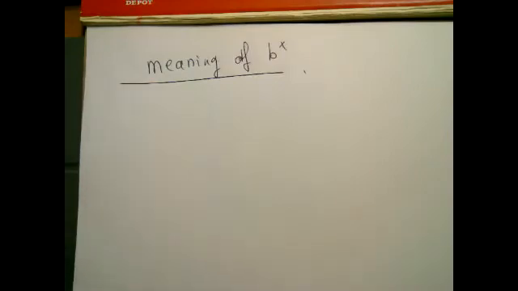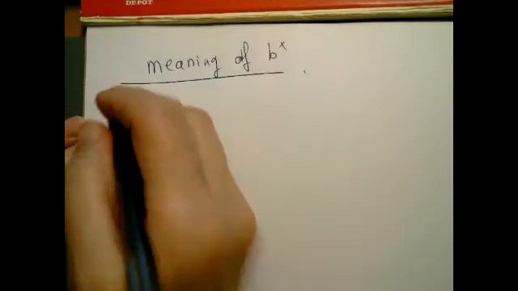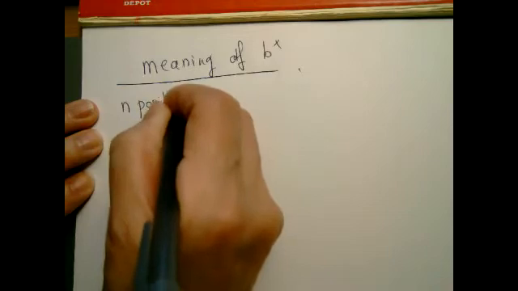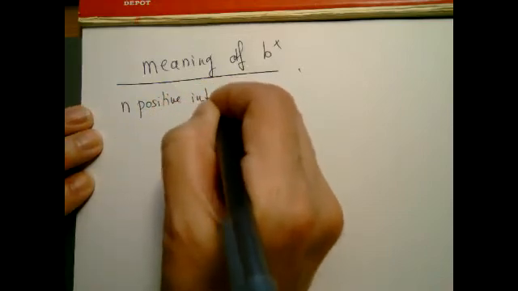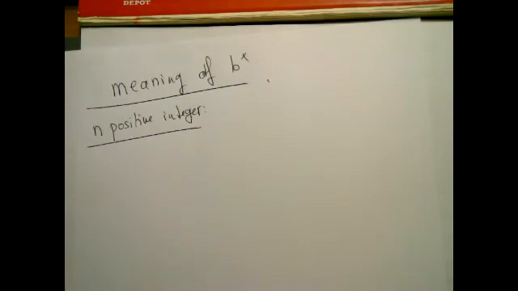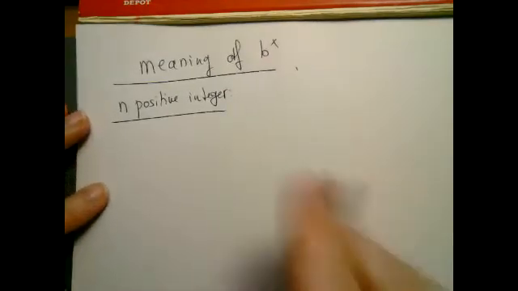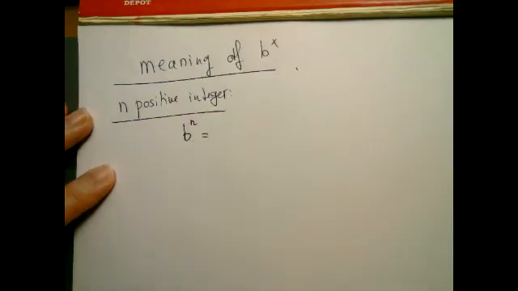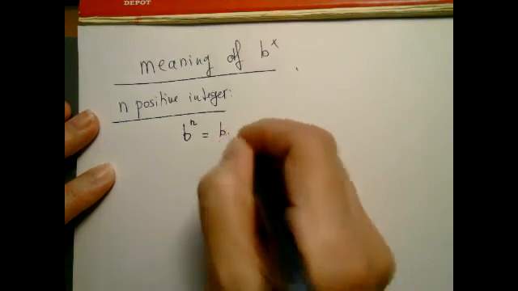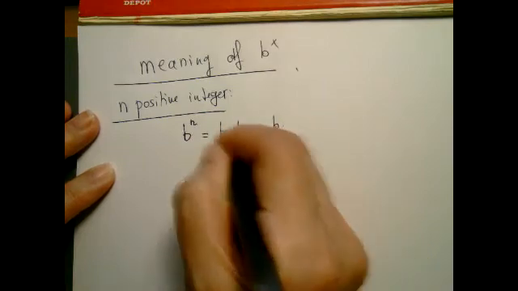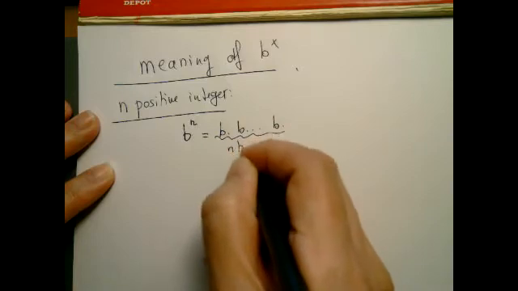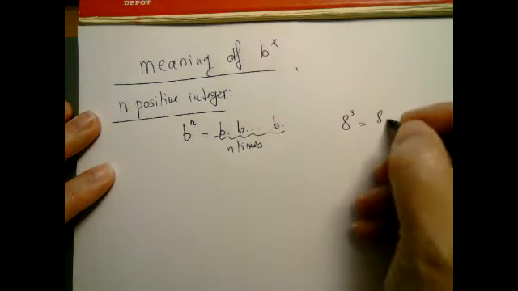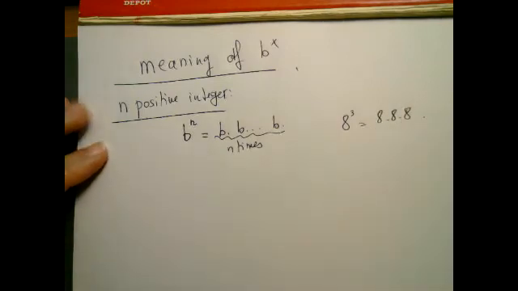All right, so suppose n is a positive integer, nothing more than a positive integer. Let us see. Very simple. What is b to the n? b to the n is nothing more than you take b and multiply it by itself n times. So that's the basic definition. So if I put 8 to the 3, it means 8 times 8 times 8, as simple as that.